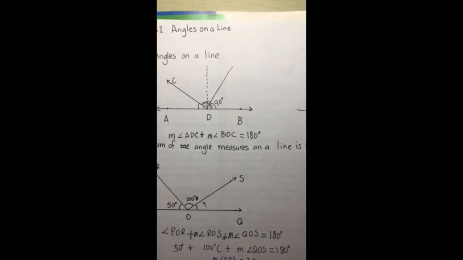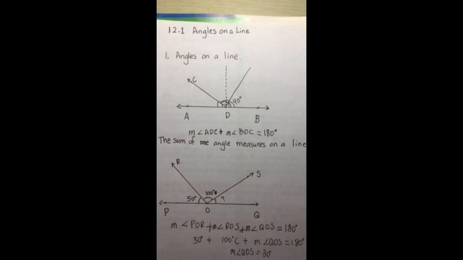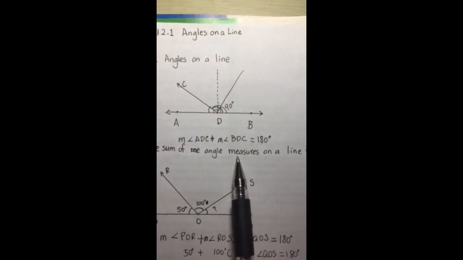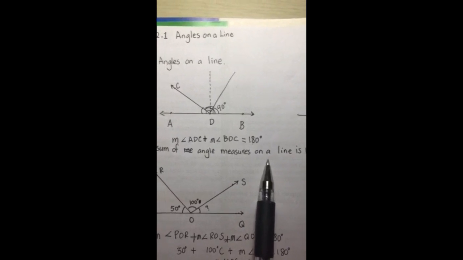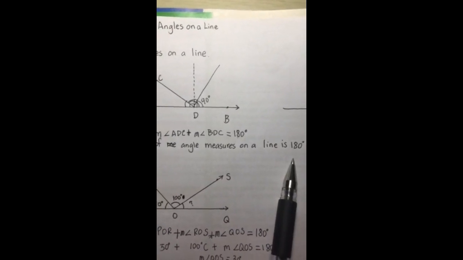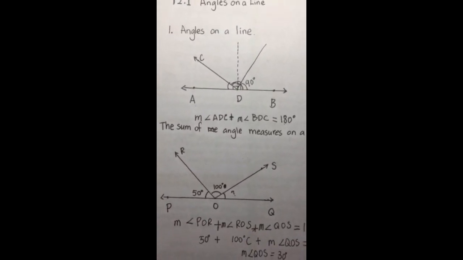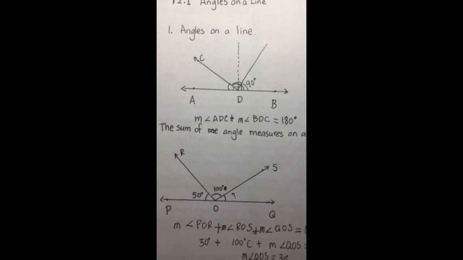Okay, I'm going to go ahead and show you the sentence. The sum of angle measures on a line is 180 degrees. And just like this one, these three angles are called angles on a line.